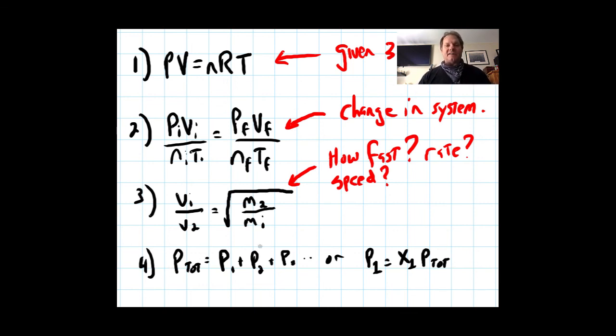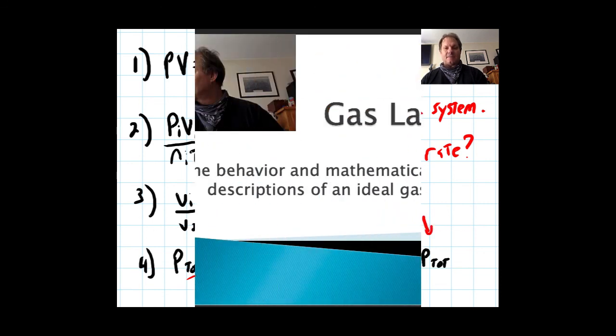And law 4 deals with pressures within a mixture of gases. The total pressure is the sum of all the individual pressures. Or we can take the mole fraction of what we're looking for times that total pressure to figure out the pressure of that individual gas.